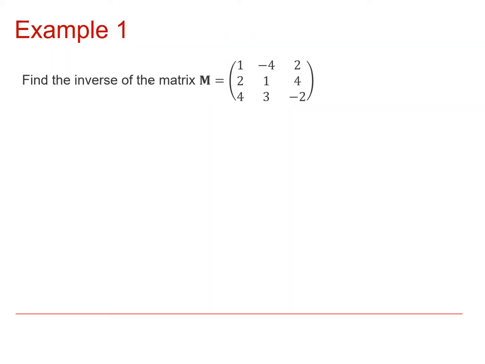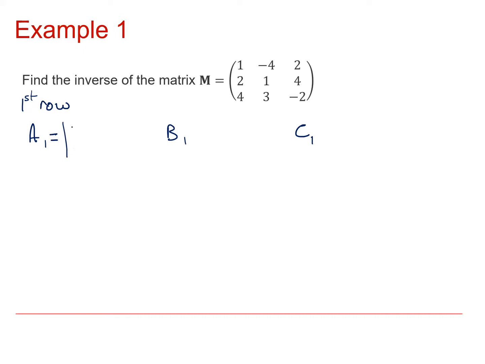So let's try and find the inverse of this matrix M. First thing to note is I've got no zeros, so there's no advantage to picking any particular row or column. And in fact, as I've said previously, I'm going to expand about the first row. So I want these cofactors, A1, B1 and C1.